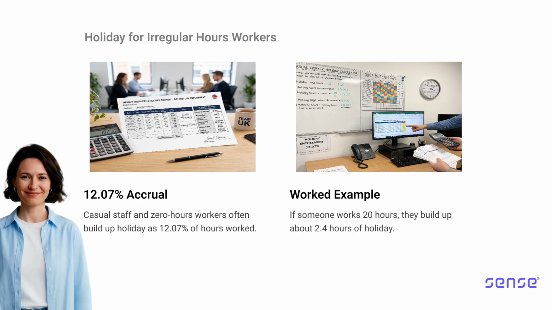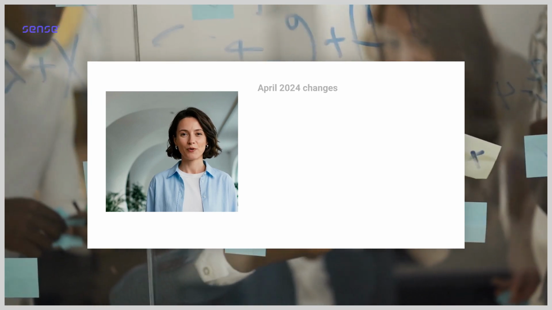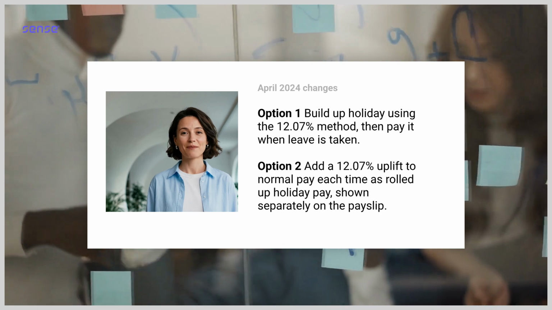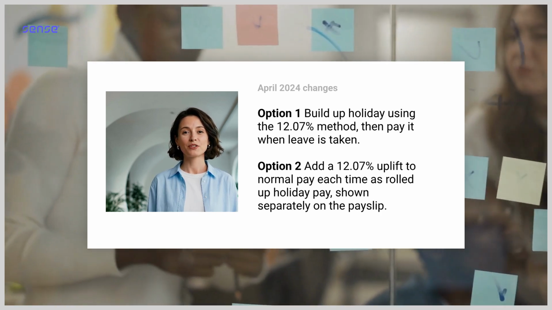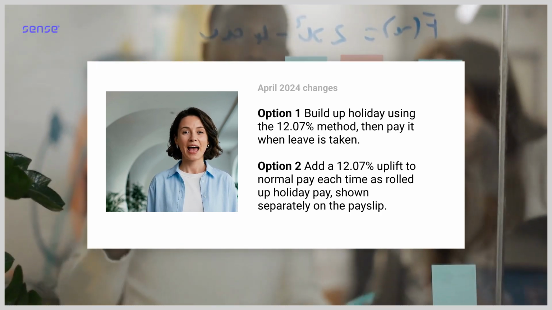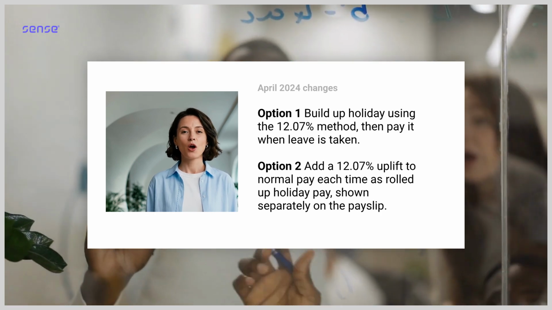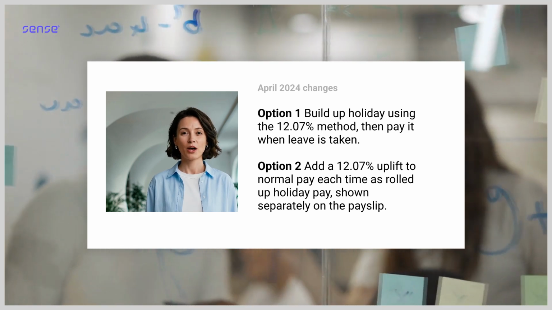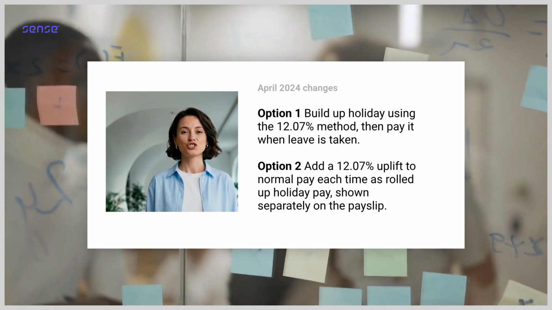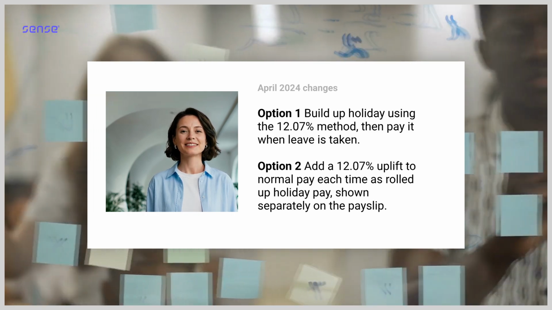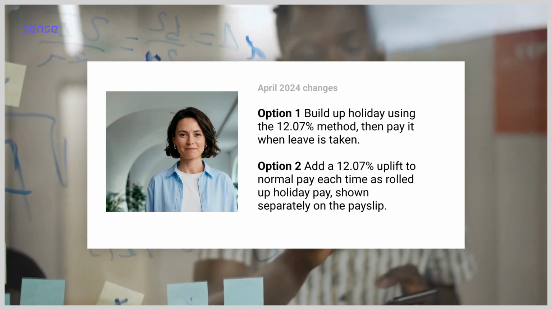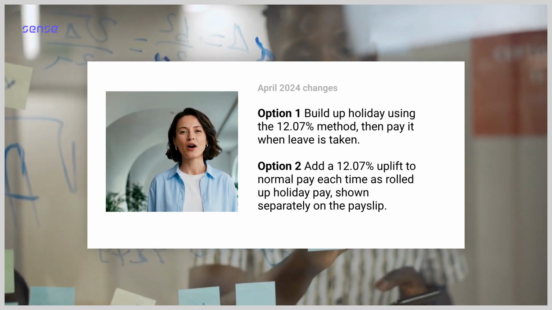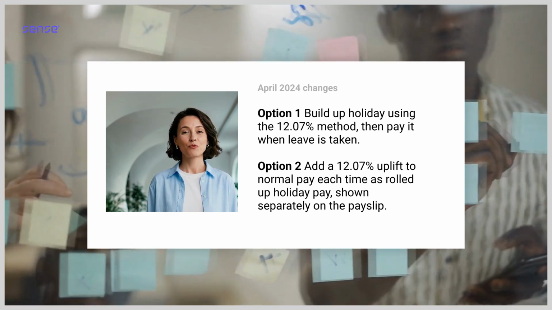So what has changed with holiday pay rules for irregular hours workers? Since April 2024, UK rules allow 2 ways to pay them for their holiday: building it up with the 12.07% method and paying it when leave is taken, or adding a 12.07% uplift to normal pay each time, known as rolled-up holiday pay, shown separately on the payslip. Because this area of the law has changed recently, it's worth checking the latest guidance on gov.uk or ACAS before setting a policy.